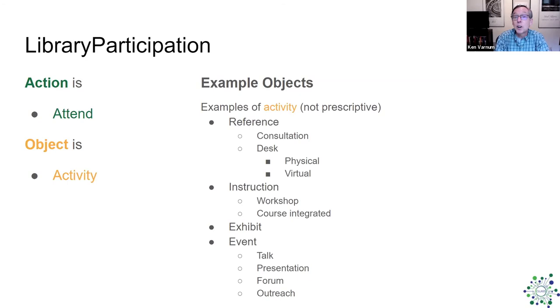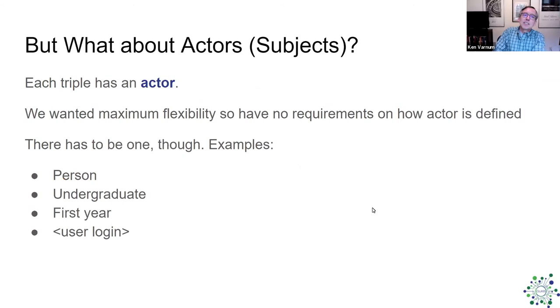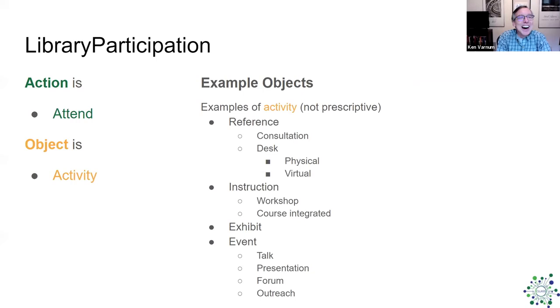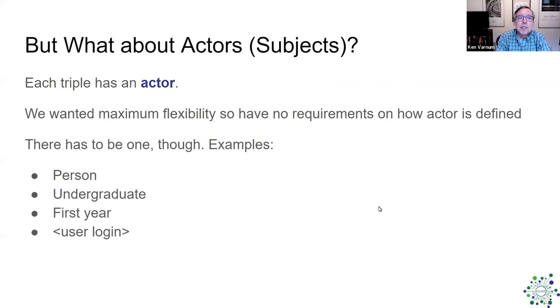So before I get into an example of what one looks like on the next slide, you were right to advance, Megan, sorry. We have the actors, the subjects of the sentence. And again, we wanted this to be incredibly flexible, recognizing that what makes sense to describe the person doing the action falls under a whole range of policy, sometimes legal, other rules and requirements, practices across institutions, both at the library level and at the institution level. So we were perhaps the least prescriptive when we described what an actor is.